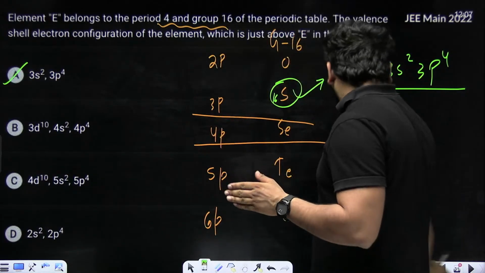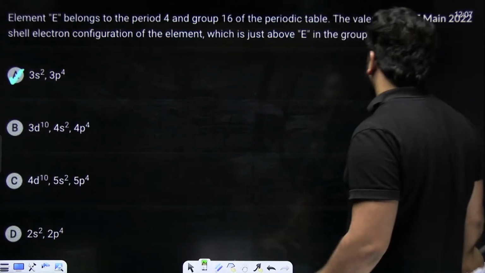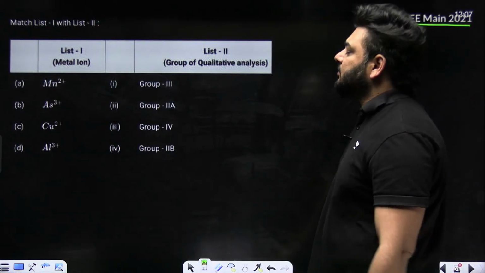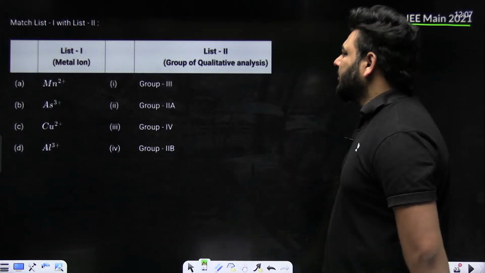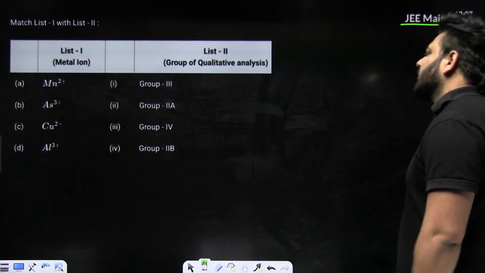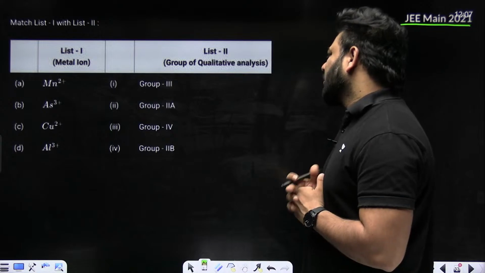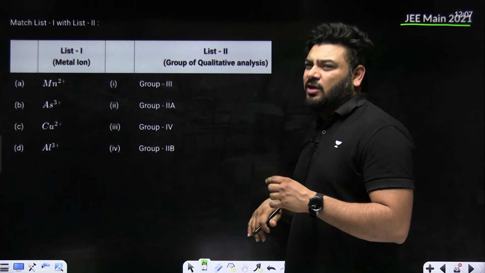Coming back to our question, we had another question from JEE Main 2021. In 2021, the question asked was, there are some elements and we have to match them with their group. I don't know how they are giving it as an ion. Group doesn't change. Actually, group 3, what is group 3? Do you know about group 3?